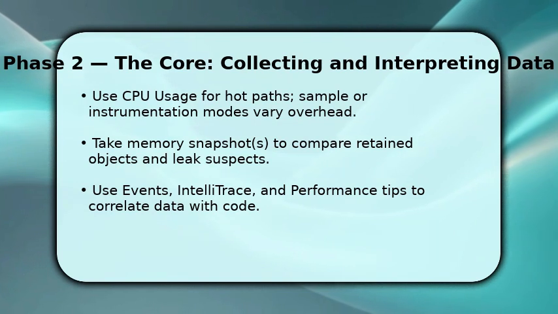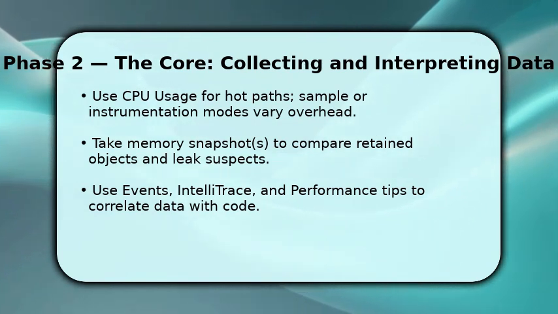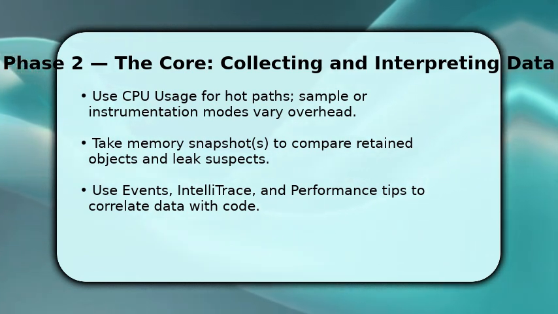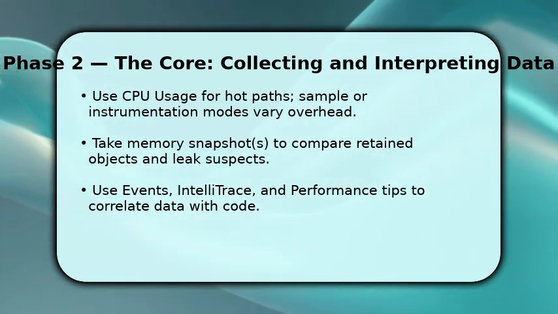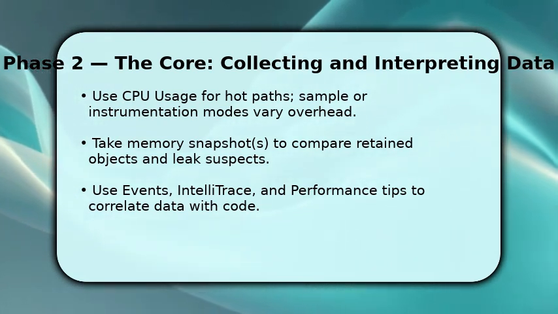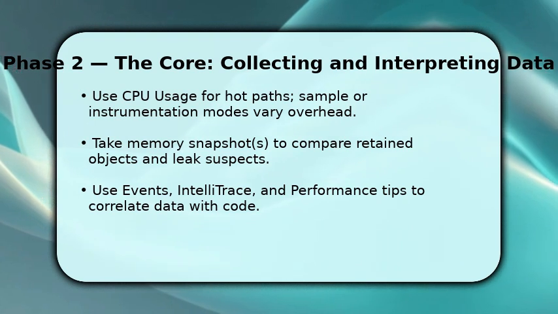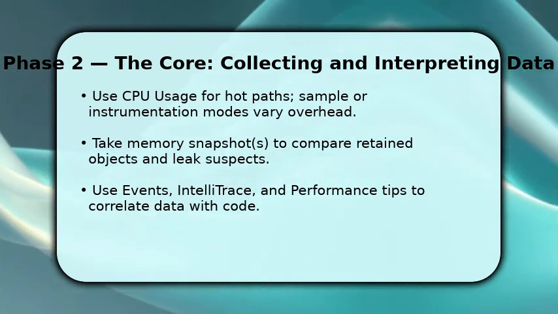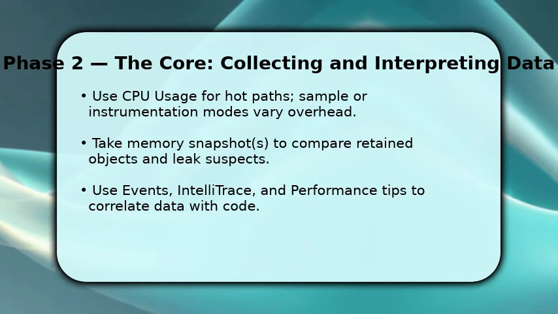Capture a baseline snapshot, exercise the scenario, then capture another to diff retained objects and find leaks. Make sure to correlate CPU spikes with call stacks and source lines. IntelliTrace events help map runtime behavior to code. When you see a hotspot, navigate to source. Add a breakpoint if needed, and rerun the scenario to validate any hypothesis.